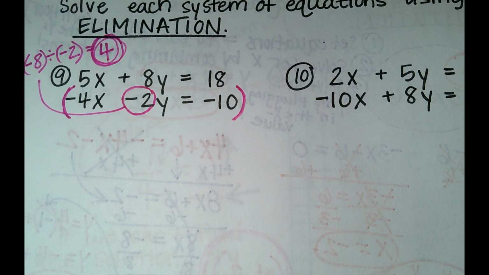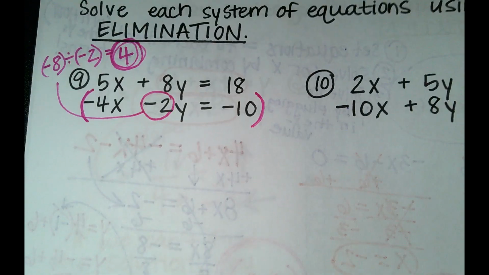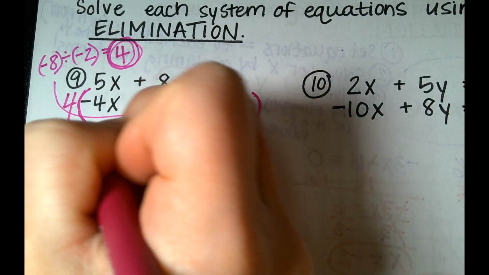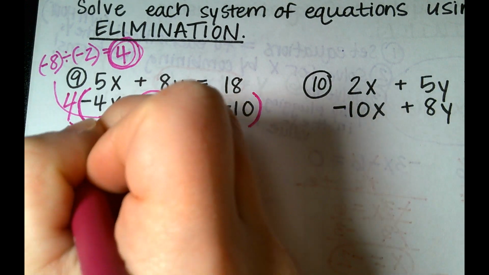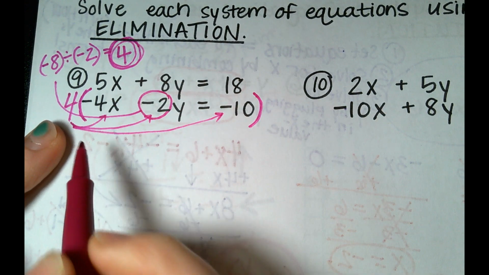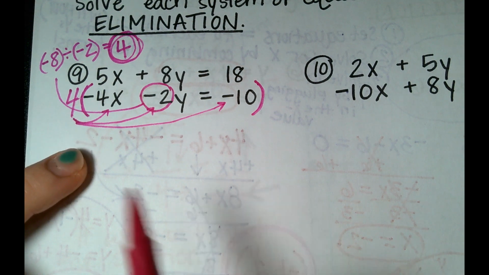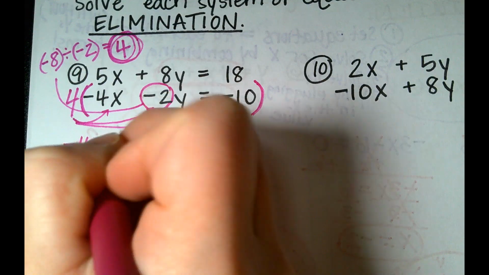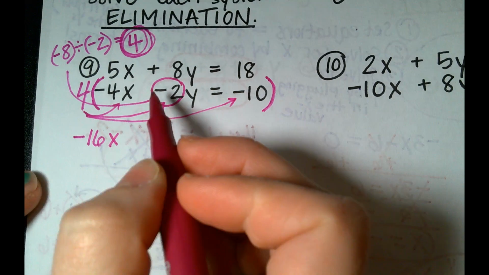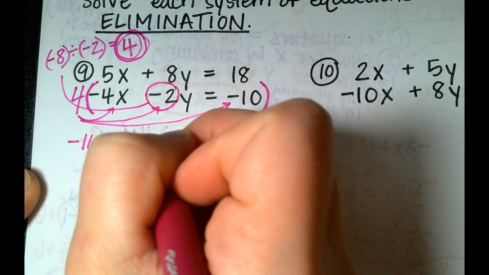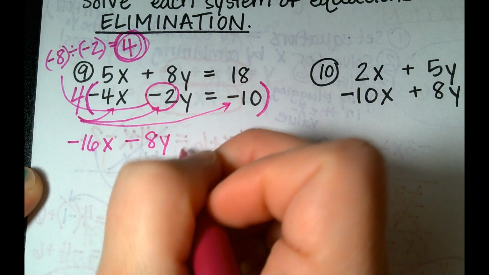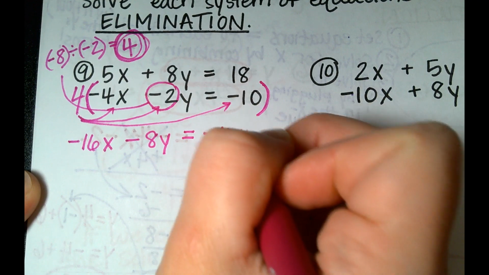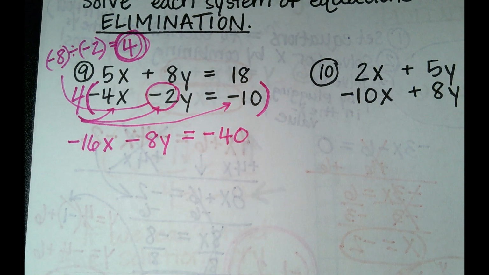Okay, so we're going to multiply the second equation times 4. I'm going to write 4 right here, and we're just going to use distribution to do that. So what does my first term become? Good. Negative 4x times 4 is negative 16x. Minus 2y times 4 is, yes, minus 8y. Bring down my equal. Negative 10 times 4, negative 40. Okay, so I've done that.